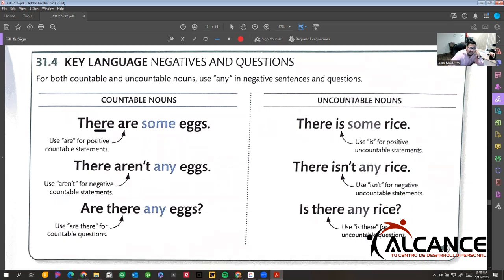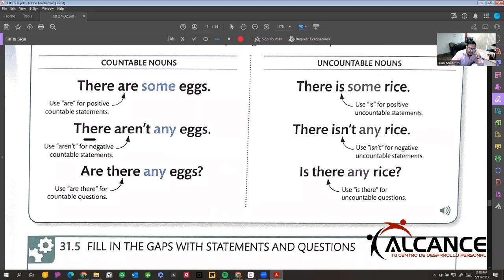I've got some bananas porque es más de una. And when you are counting, se usa, como dijimos, are for some, is for some para porciones que no se pueden contar y are para porciones de que sí se pueden contar. Y ya cuando preguntas si hay algo, you always use any. See that? Para decir que no hay algo, para preguntar si hay algo y también para decir que no hay algo.